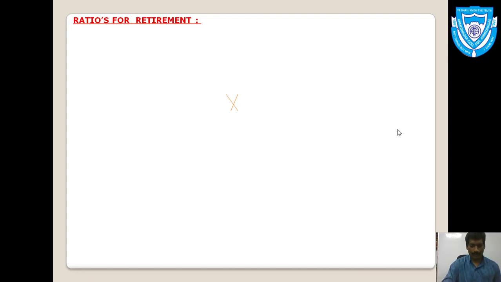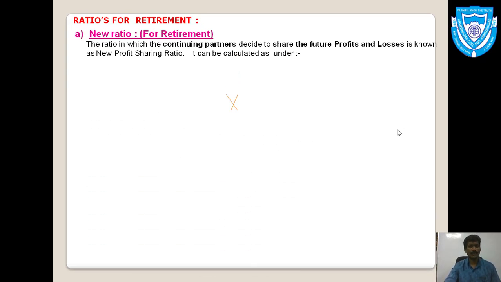Friends, for solving a practical example of retirement of partner in a partnership firm, we have to see some ratios. We have to apply those ratios in that example. So let us see which ratios are useful and applied for retirement of partner. First one is the new ratio for retirement. Let us see what is the new ratio.